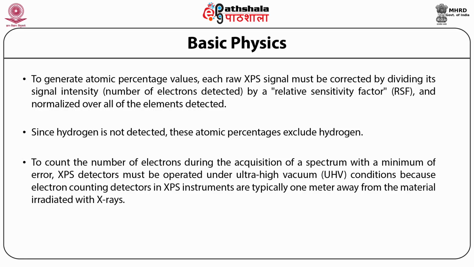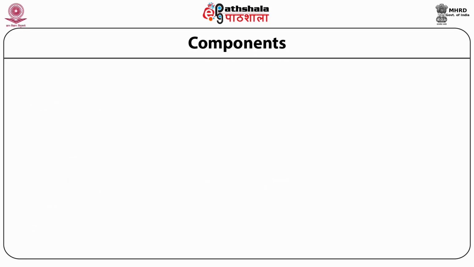The XPS detector must be operated under ultra high vacuum, UHV, conditions because the electron counting detectors in an XPS instrument are typically 1 meter away from the material irradiated with X-rays. This long path length for detection requires such low pressure.